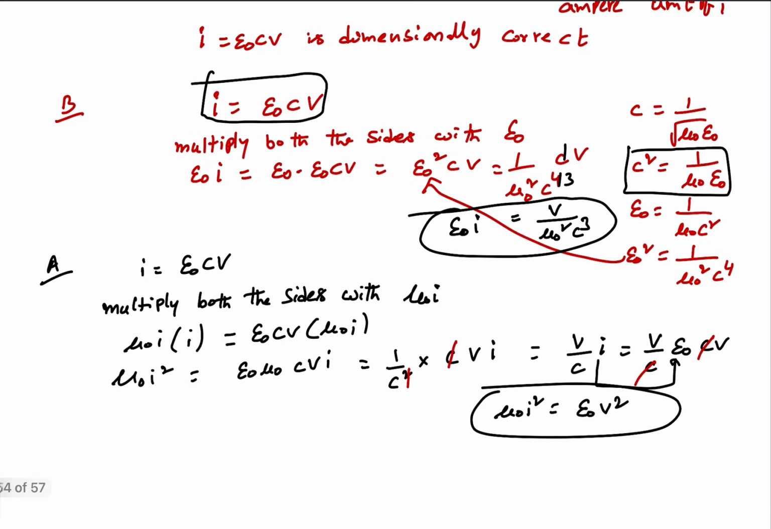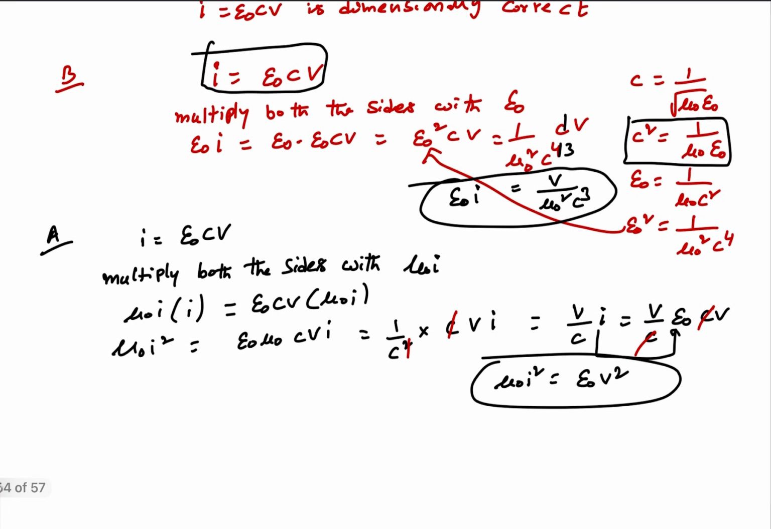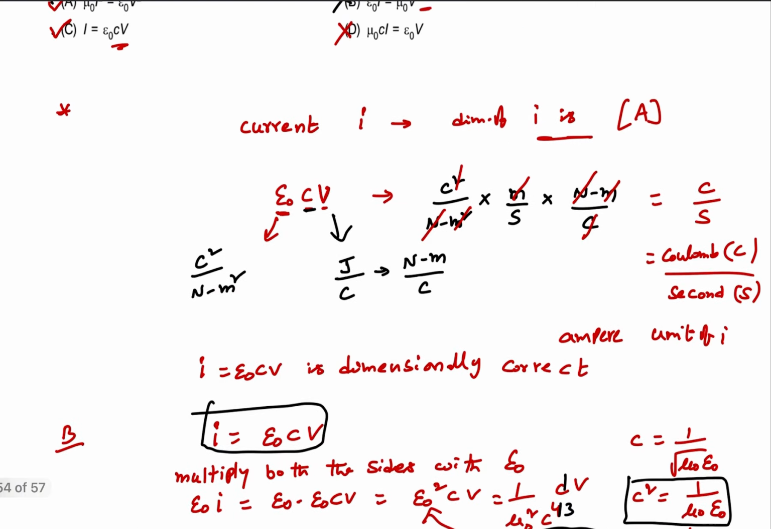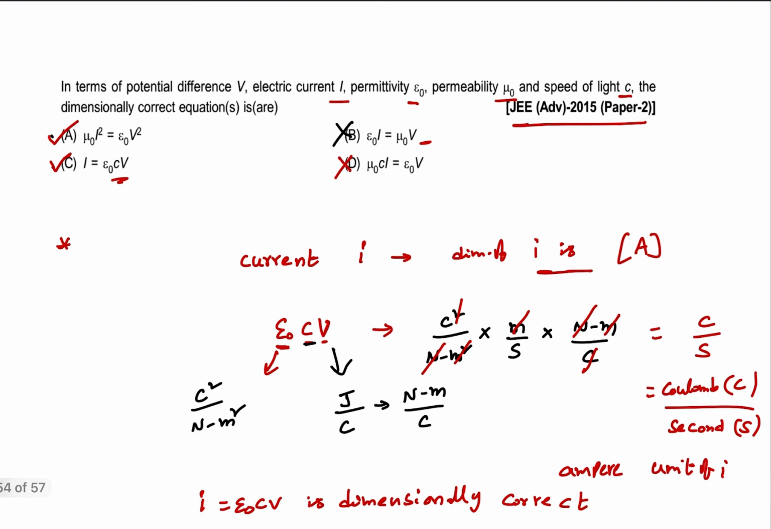Similarly, if you check the relation mu naught into Ci is equal to epsilon naught into V, that is also not possible. Here we can check the relation the same way I have checked earlier. So the correct options are A and C. You can check the D relation. How do I check the B relation now?